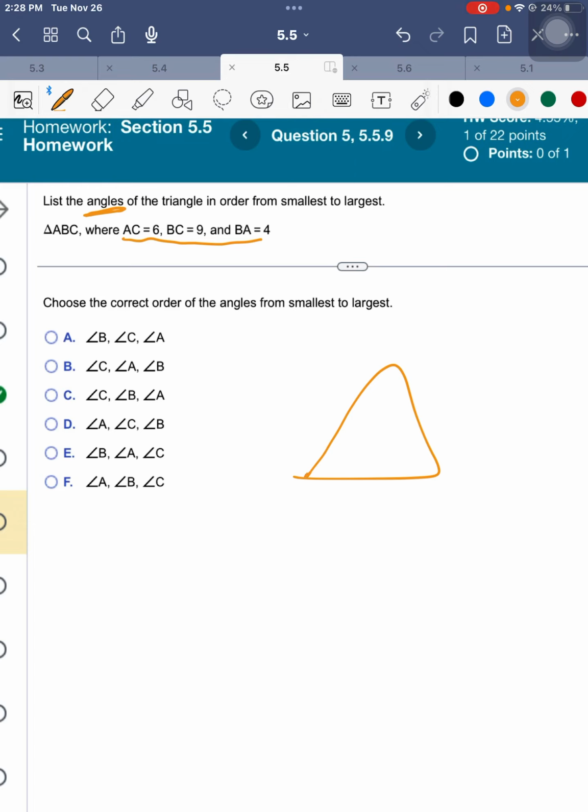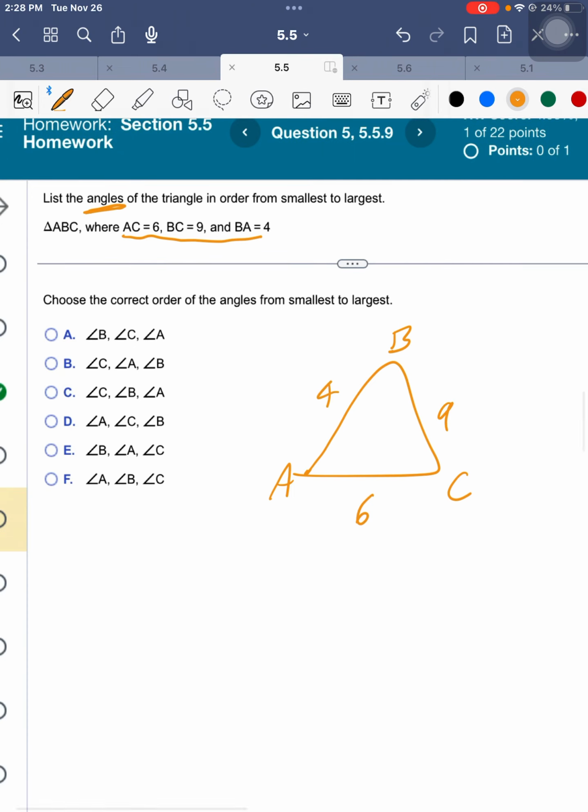Does it matter how I draw my triangle? Does it matter if it's equilateral, if it looks like an equilateral, if it looks like a right? No, it doesn't matter at all. I'm just putting an arbitrary random triangle. So AC is 6, BC is 9, and BA is 4.